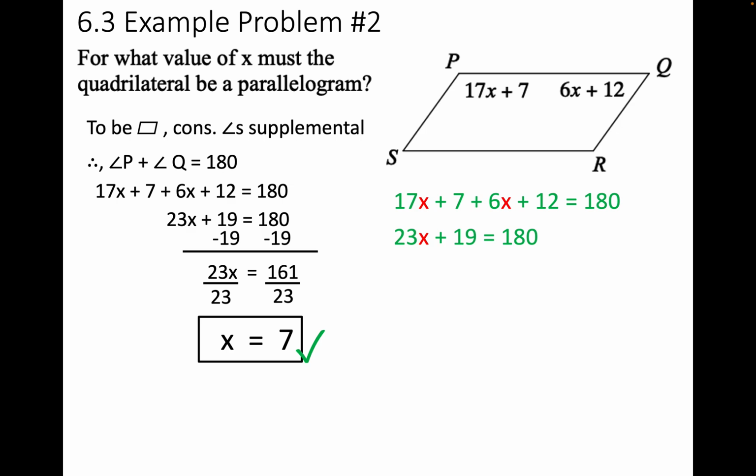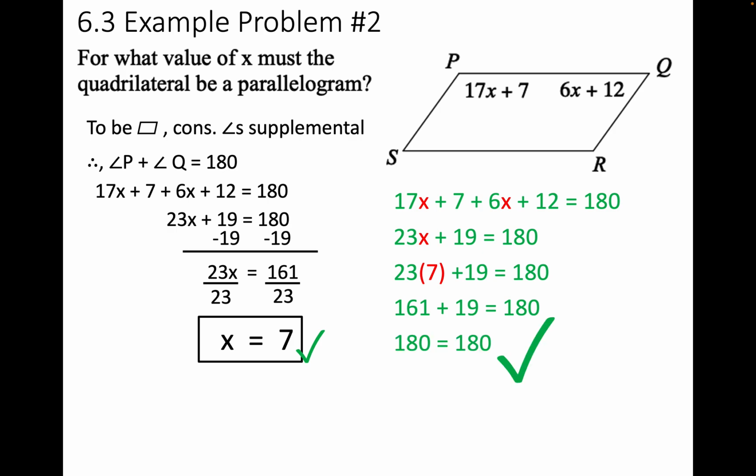So that would be 23x plus 19 equals 180. If x is 7, then 23 times 7 plus 19 equals 180. That's 161 plus 19 equals 180. 180 equals 180. Yes, I know I got it right. So the value must be x equals 7.